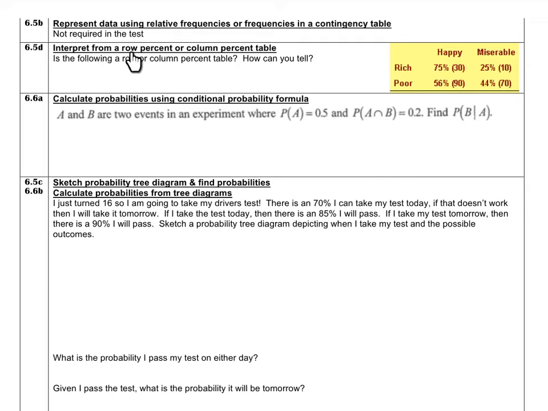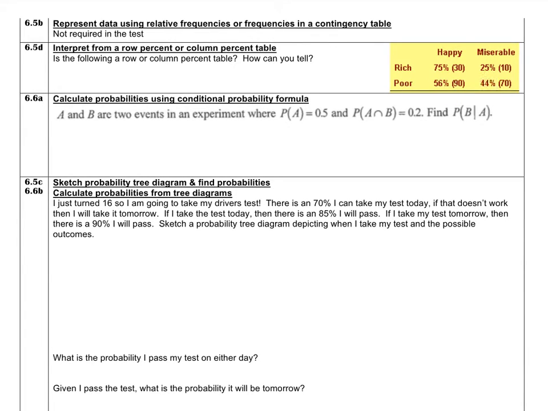6.5d, interpret from a row percent or column percent table. Question: is the following a row or a column percent table? How do I know? This talks about the person's wealth, if they're rich or poor, and then their state of mind, are they happy or miserable? If you take a look at this, hopefully you can tell this is a row percent table. Remember, rows go left and right, columns go up and down, columns hold buildings up. That's how you can tell because they're vertical.